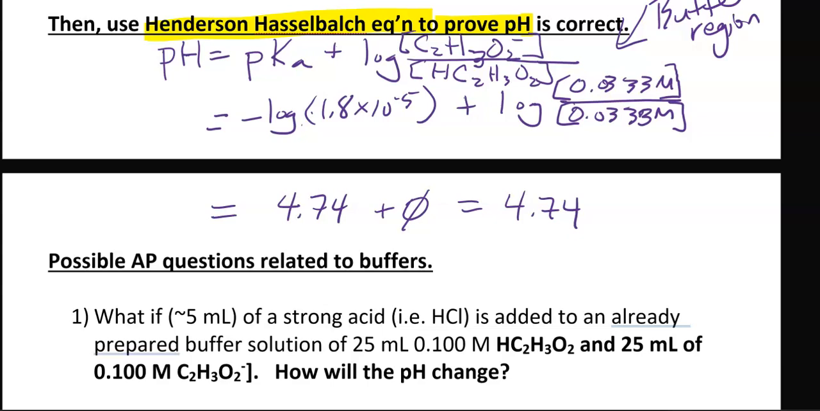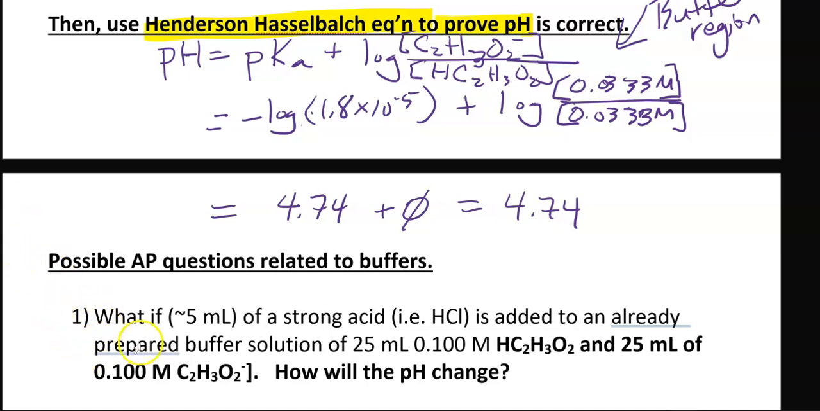So once again, I'm just telling you that you can use the Henderson-Hasselbalch equation, which is on your AP equation sheet, and that can help you predict the pH anywhere within the buffer region, even if the concentration of the conjugate base is not equal to the weak acid at that point.